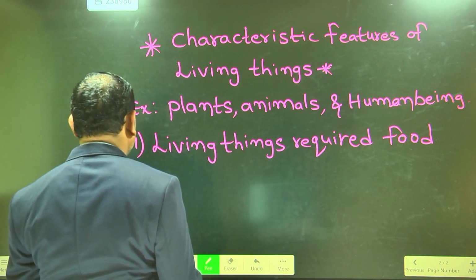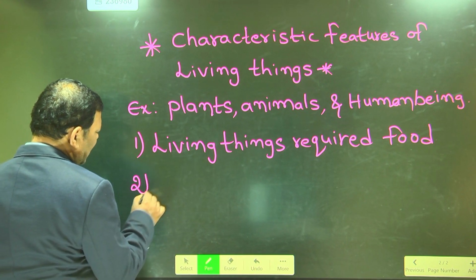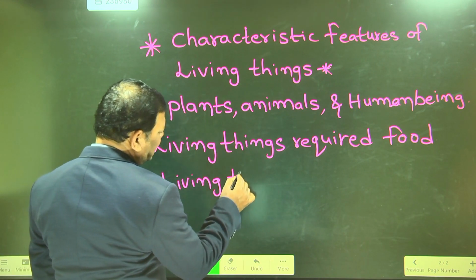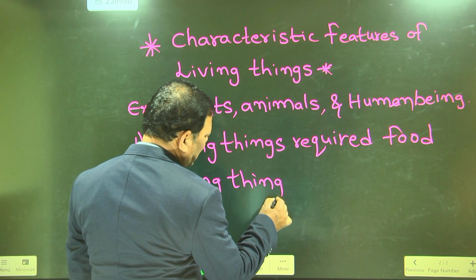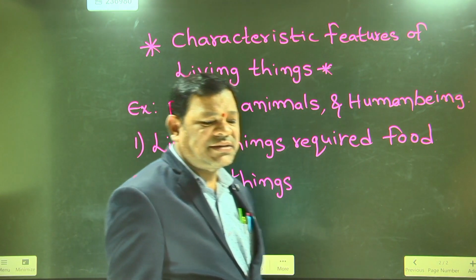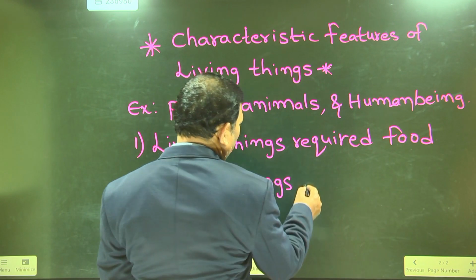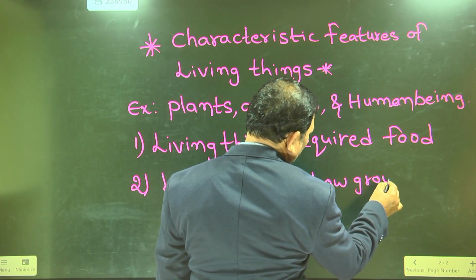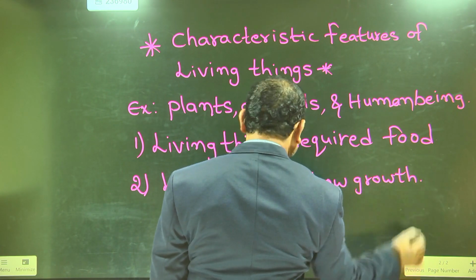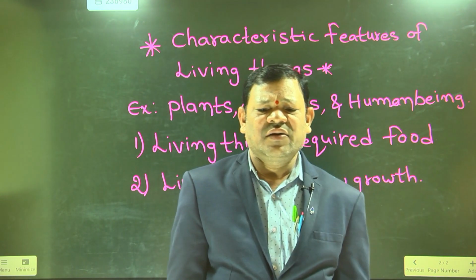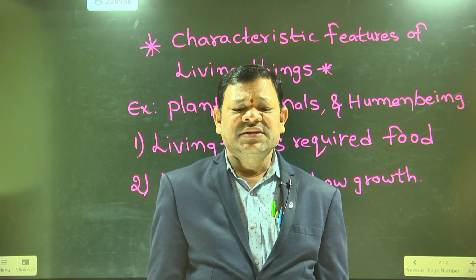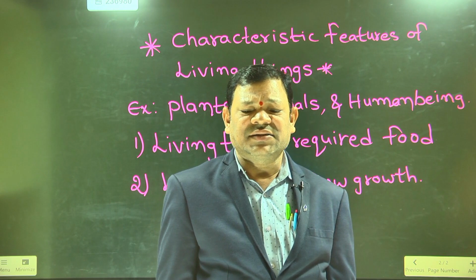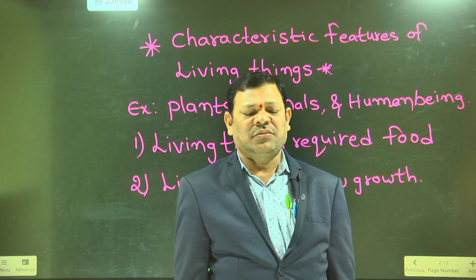The second point: living things show growth. What is the meaning of growth? Growth means the permanent change of the organism. The permanent change of the organism is called growth.